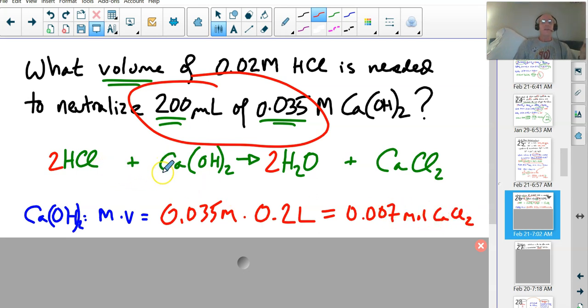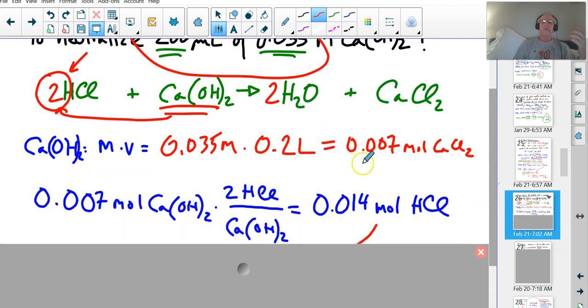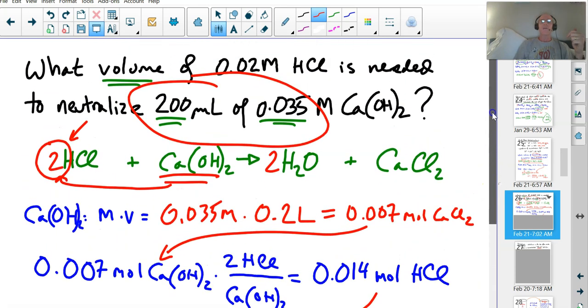And then we have to take calcium hydroxide moles right here and convert to hydrochloric acid moles. And notice you'll get twice as many moles of hydrochloric acid as calcium hydroxide to neutralize that product. So take a look down here. We start with moles of what we know, the calcium hydroxide, 0.007. We multiply by 2/1. That's the stoichiometric coefficient. And we end up with 0.014 moles of HCl.